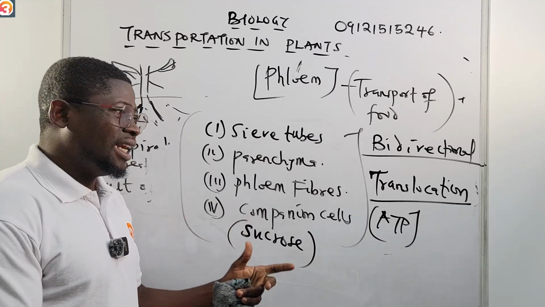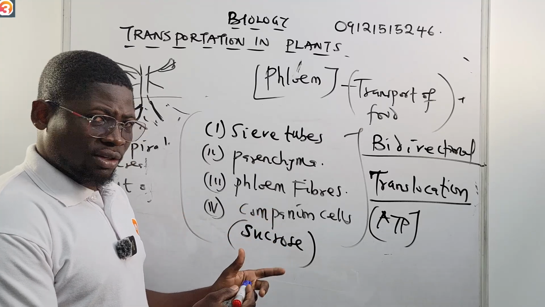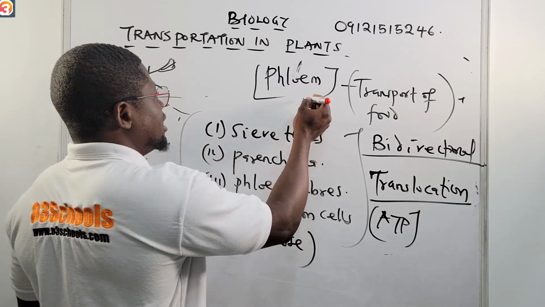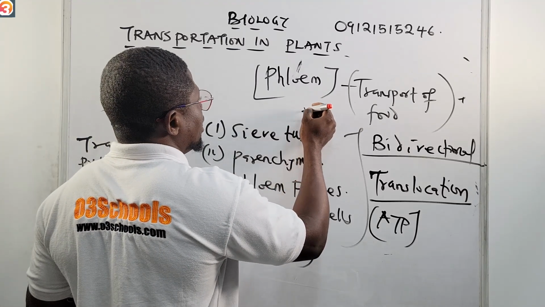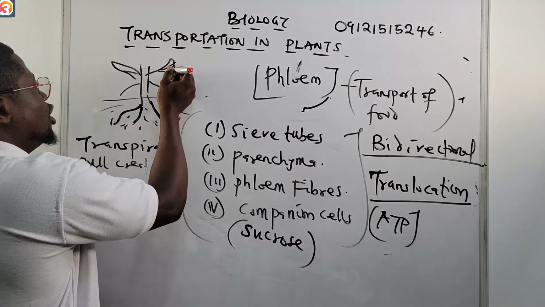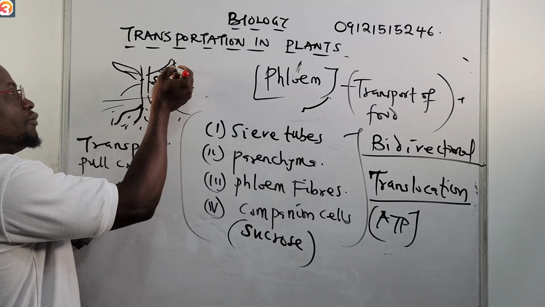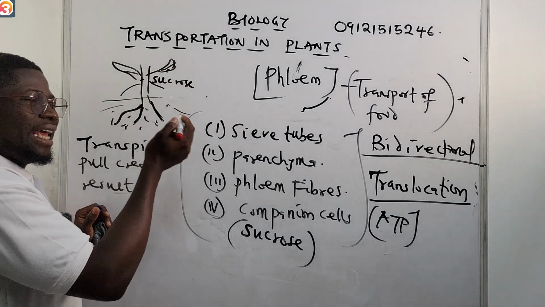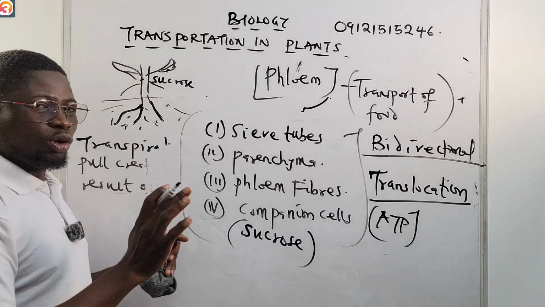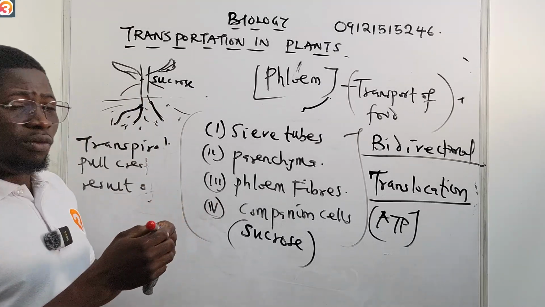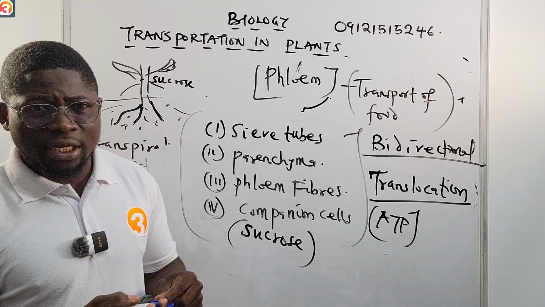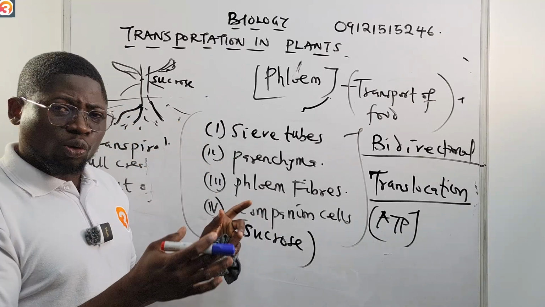So this sucrose is being transported from the leaf cells to the plant. Let's say this is the leaf. From the leaf cell, sucrose is being transported to the plant, and of course it uses energy to do this. Sucrose is a form of carbohydrate, and that is being transported to the plant.